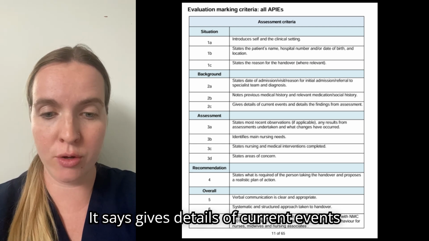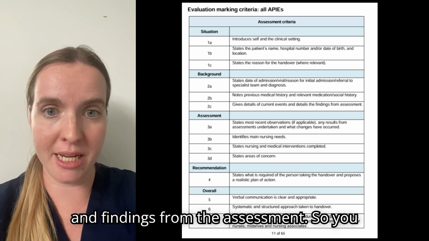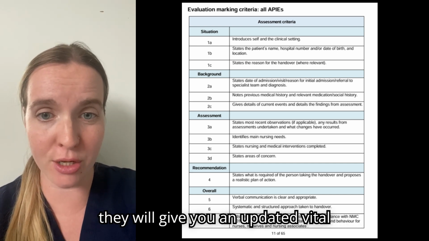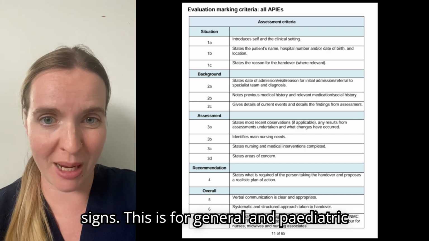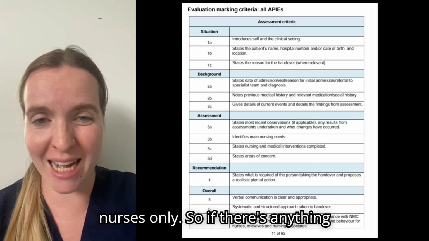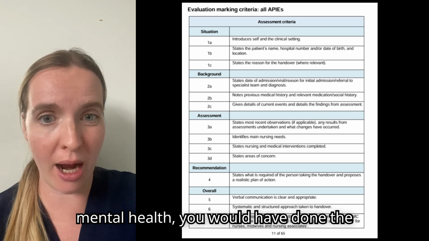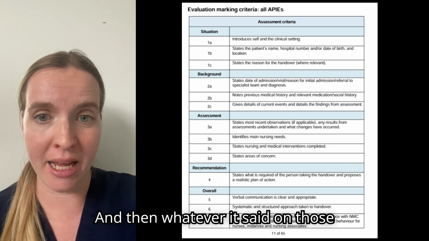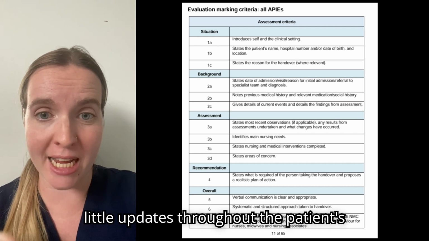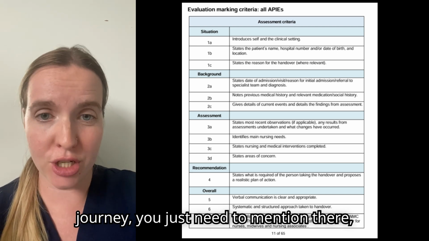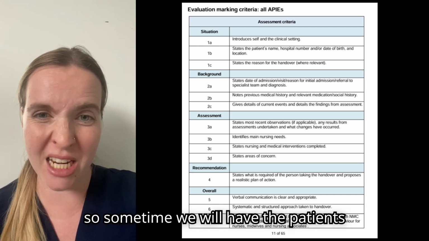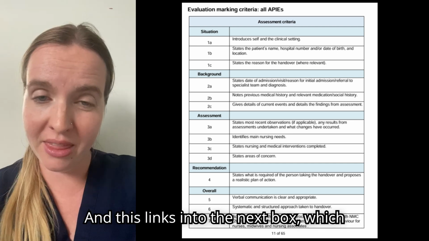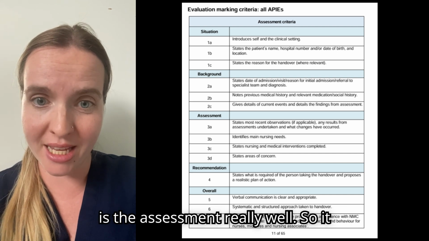It says gives details of current events and findings from the assessment. So you would have done the vital signs. Also, they will give you updated vital signs. This is for general and paediatric nurses only. So if there's anything abnormal there, I would highlight it. For mental health, you would have done the PHQ, so mention that result, and then whatever it said on those little updates throughout the patient's journey, you just need to mention there. So sometimes the patient's gone to theatre, or they've undergone some scans or something like that. And this links into the next box, which is the assessment, really well.